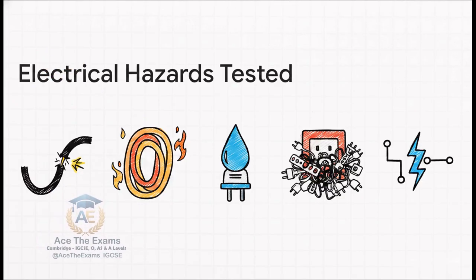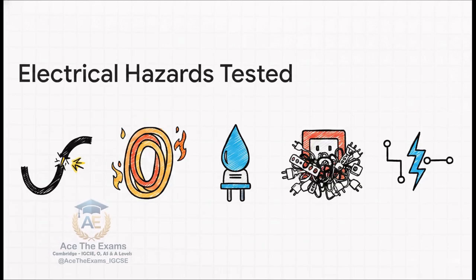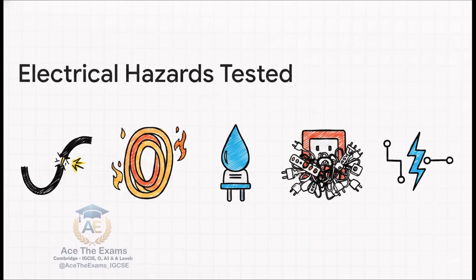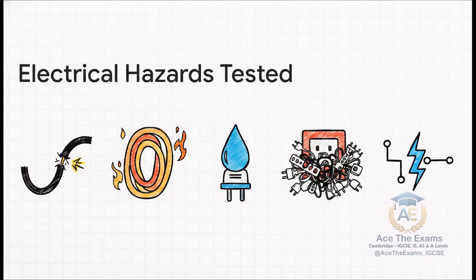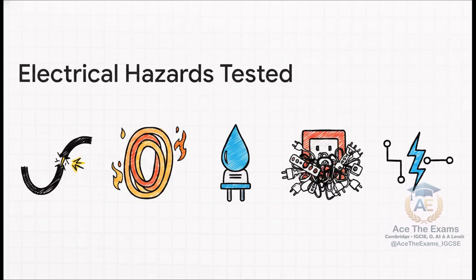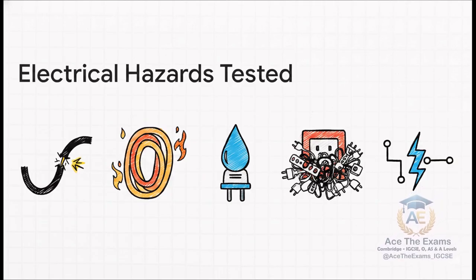Fourth is excess current from overloading sockets, plugging too many high-powered appliances into a single extension lead. And finally, you have to know the structural setup of the main circuit inside and out, the roles of the live, neutral, and earth wires. Plus, you need to memorize the absolute critical golden rule of circuit safety. A switch must always be connected to the live wire, not the neutral wire, the live wire. This ensures that the appliance is completely isolated from the high-voltage source the moment it's turned off.